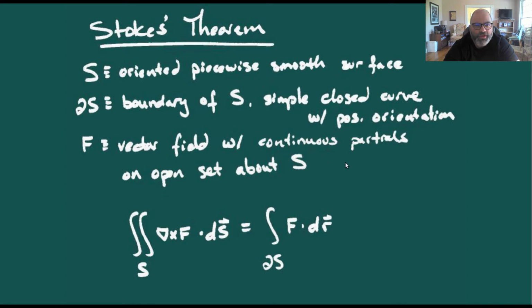Just as a reminder, when we're talking about Stokes' Theorem, we have three pieces that go along with it. We've got our oriented piecewise smooth surface S. We've got the boundary of S, which is going to be a simple closed curve that has a positive orientation, so that's going to be important in a second. And then we've got our vector field that has continuous partials on an open set containing S.